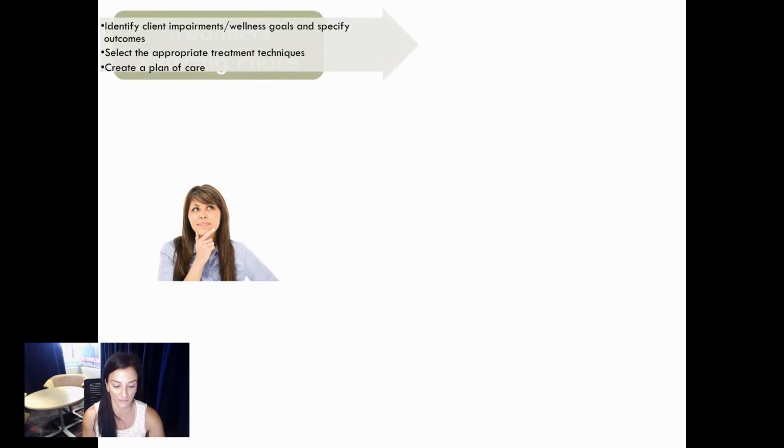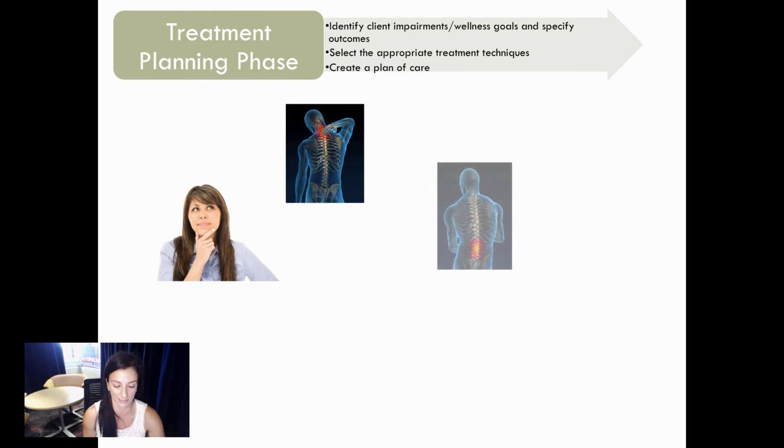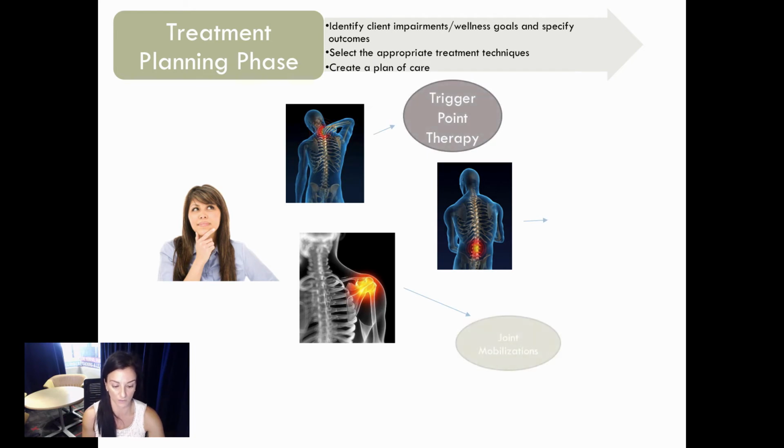The treatment planning phase begins with a summary of clinical findings from the evaluation phase. Body structures and functions are identified that are appropriate for treatment, and proper treatment techniques are selected that will produce improvements in these areas. The proper techniques will also improve the client's functional limitations and improve their overall wellness. From this information, the therapist generates a written plan of care, also known as a treatment plan.